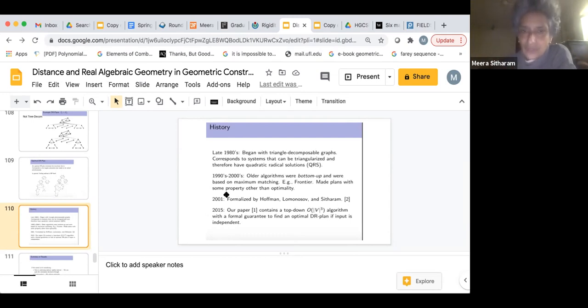Sorry, this should have been tree decomposable. Tree decomposable systems can be triangularized. To go in the converse direction is where you need the planarity so far. But it's believed that the converse also holds without planarity.